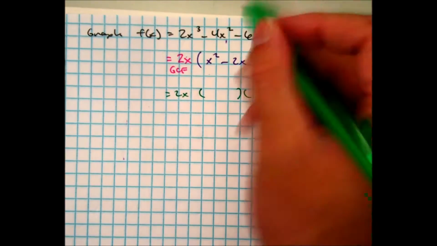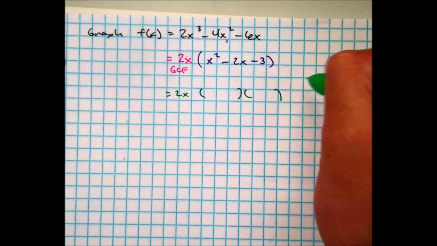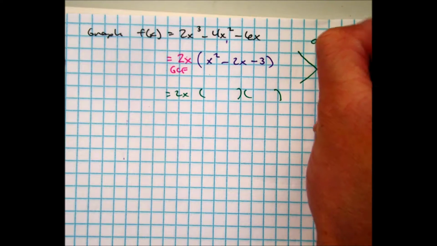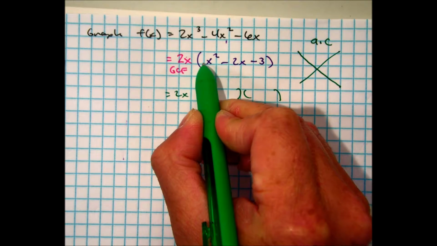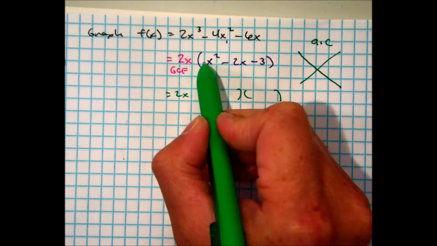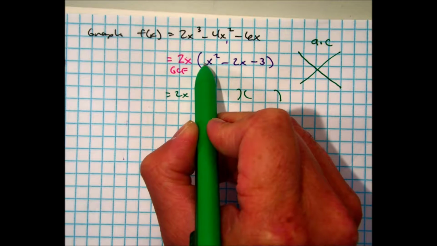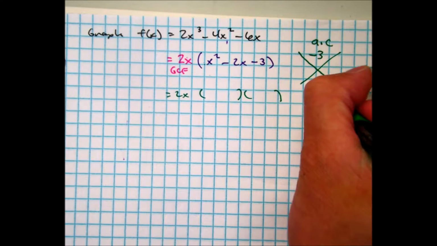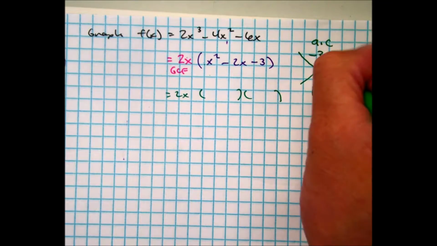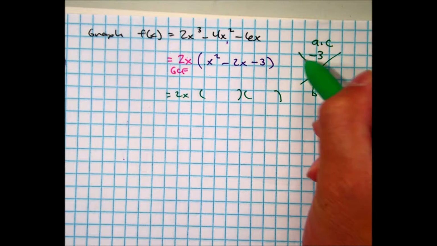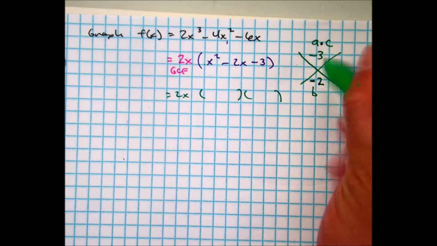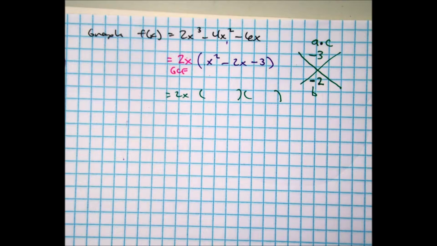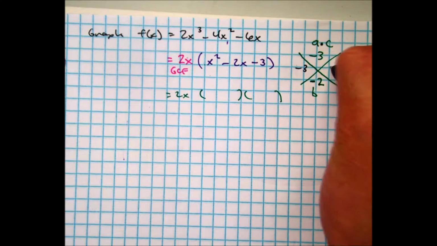So just as a quick review, I'm going to show you guys my x and my box method. Remember, you don't have to do this. Inside the parentheses, I'm looking for a times c. A times c is what value, class? So inside the parentheses, that'll be 1 times negative 3, which is negative 3. Class, what's your b value? Negative 2. I need two numbers that multiply to be negative 3, but add to be negative 2. Negative 3 and 1.